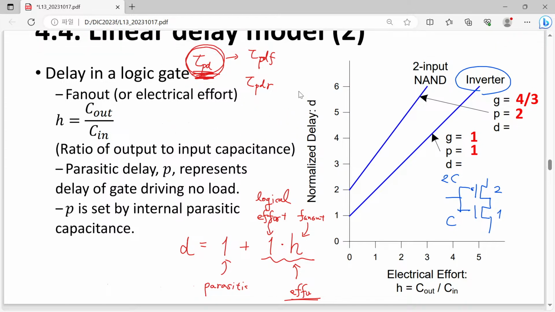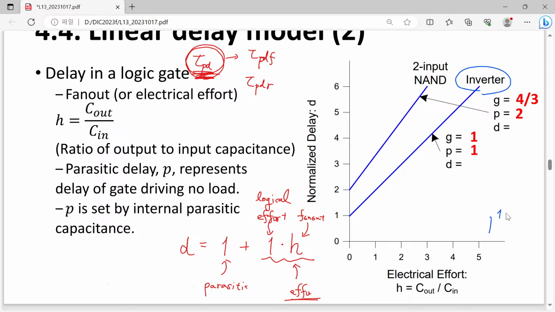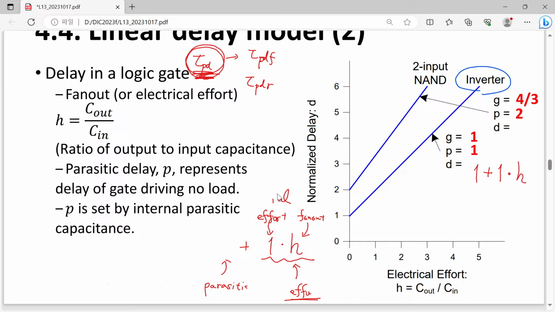So now let's go this way. If you are looking at this inverter, then D is equal to 1 plus 1 times H. It is easy to understand this D, but now let's go to a more relevant example of a two input NAND. So if we have a two input NAND, first of all, let's try to draw our two input NAND here.